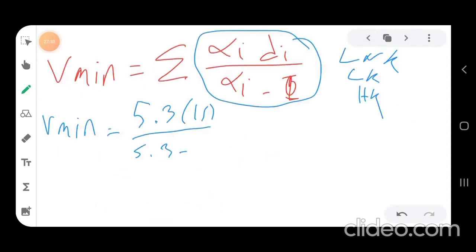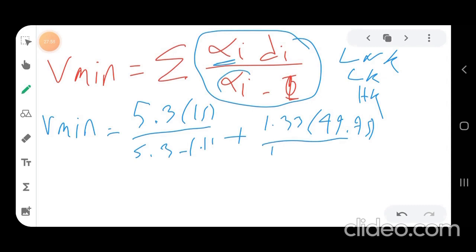So this term has to do with the light non-key. Now for the light key, what's alpha? It's 1.33. And what's di? It is 49.75, which we determined before from material balance. And over alpha i, again 1.33, minus phi, which is 1.11.